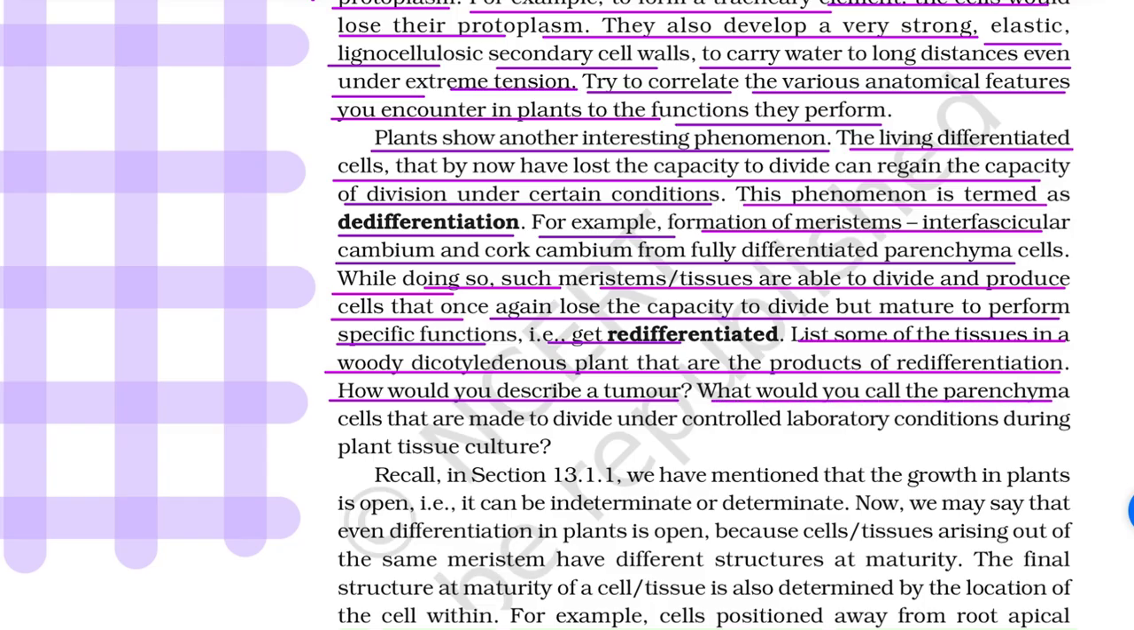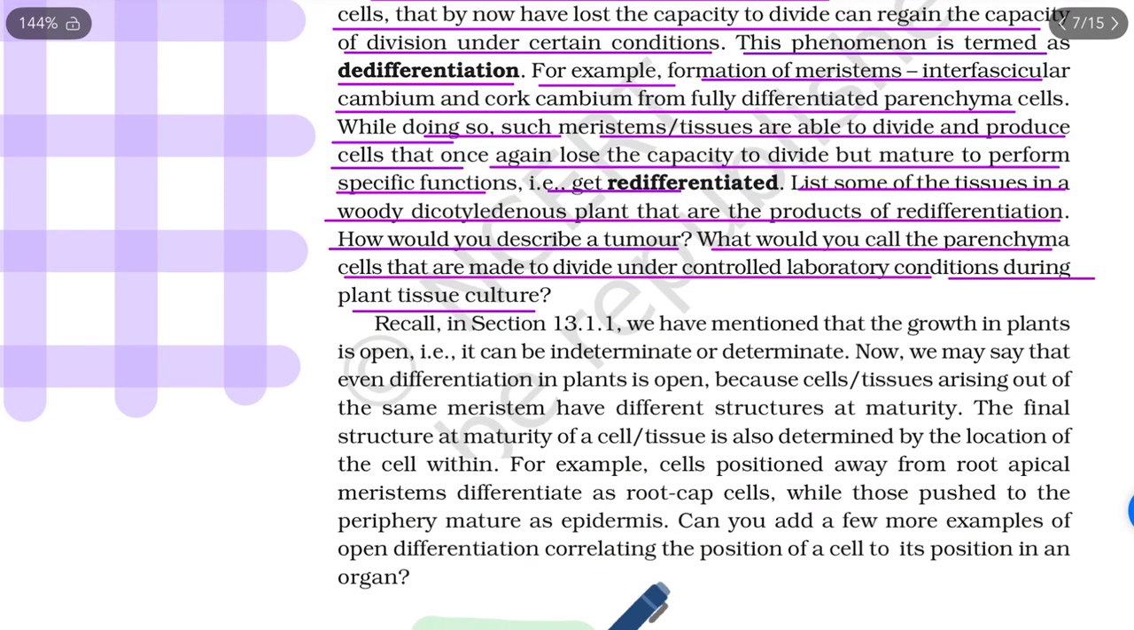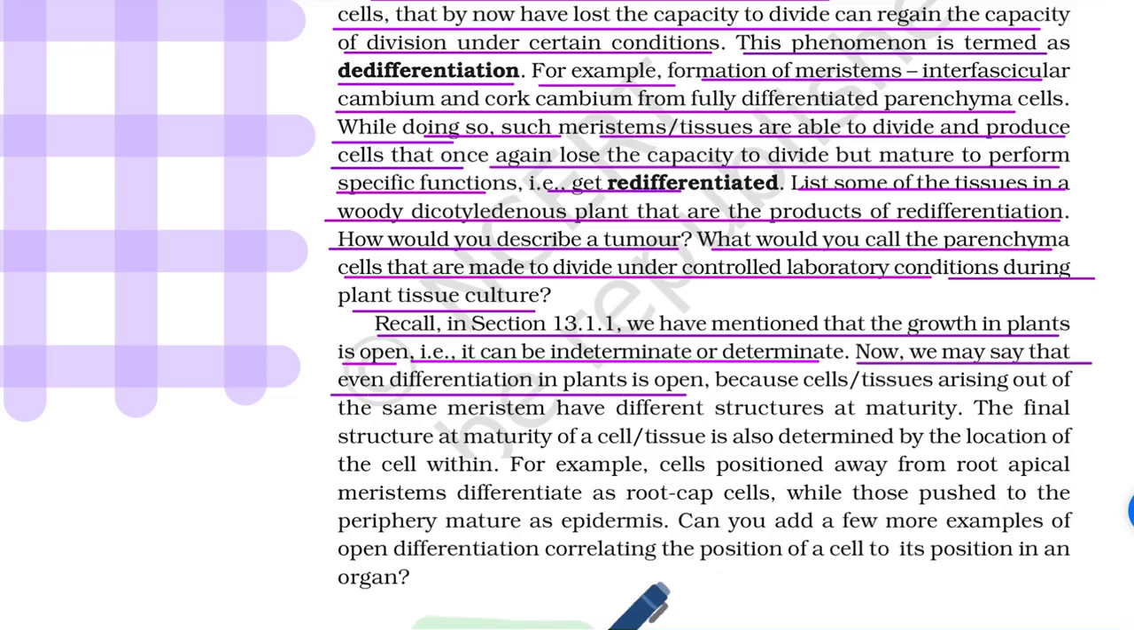What would you call the parenchyma cells that are made to divide under controlled laboratory conditions during plant tissue culture? Recall in section 13.1.1 we have mentioned that the growth in plants is open. It means it can be indeterminate or determinate. Now we may say that even differentiation in plants is open because cells or tissues arising out of the same meristem have different structures at maturity.